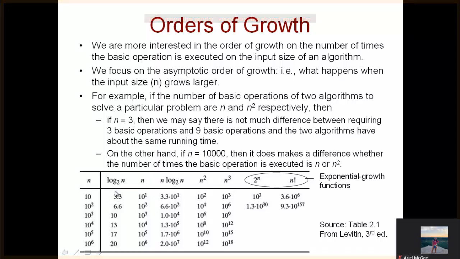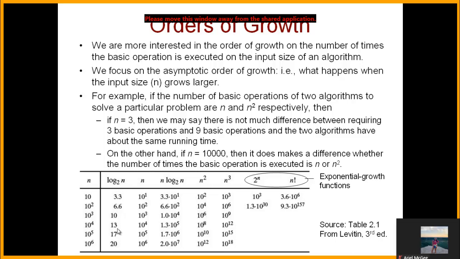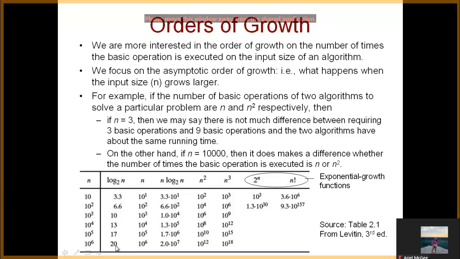So log n: if n is 10, log n is 3.3. If n is even 1 million, 10 to the power 6, log n, again this is to the base 2, and again the base doesn't matter. You can have any base for the logarithm, and it is still a slow growing function. So log of 10 to the 6 is 20 to the base 2. So you see, even as n increases from 10 to 10 to the power 6, log n increases only from 3.3 to 20. So it's a very slow growing function.